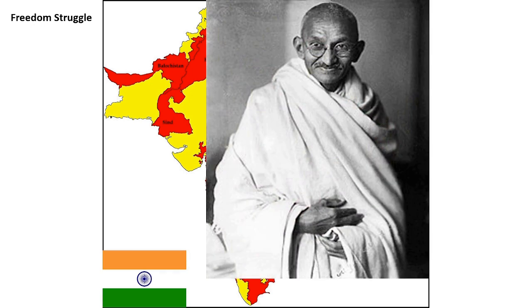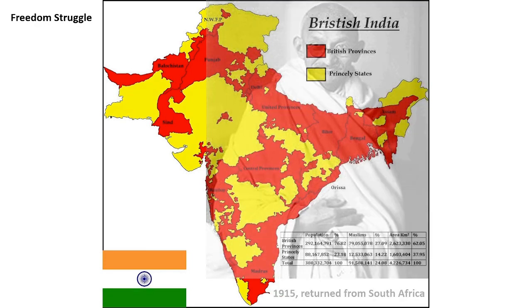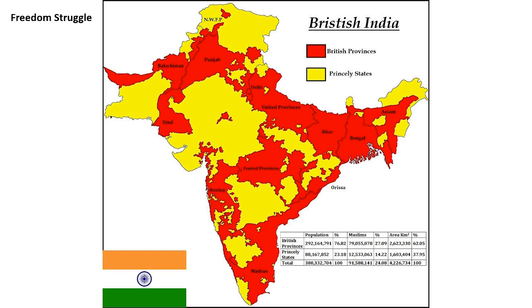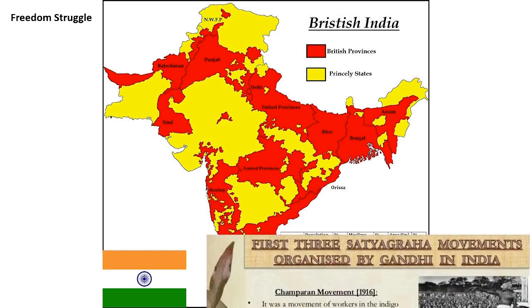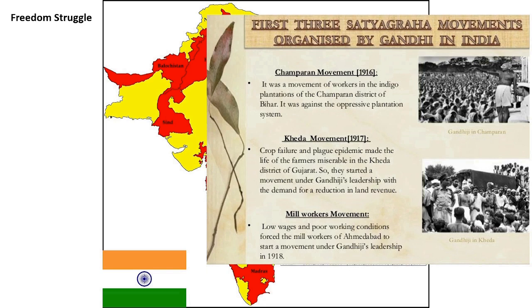Finally, Mahatma Gandhi appeared in the freedom struggle of India. In 1915, he returned from South Africa. Just after reaching India, Mahatma Gandhi engaged himself in three consecutive movements against the British government. First, the Champaran movement in 1916 against indigo plantation. Then, in 1917, the Kheda movement against crop failure and the plague epidemic. And then the mill workers movement in Ahmedabad due to low wages and poor working conditions.